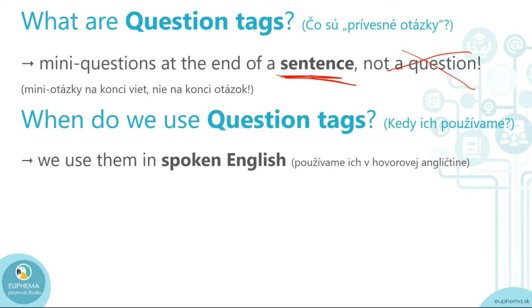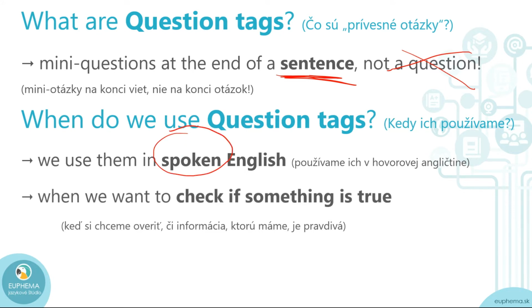And second question, when or why do we use question tags? We use them in spoken English, first of all, not in written, but in spoken English. And we use them when we want to check if something is true. For example, I think, but I'm not completely sure, that the capital city of, I don't know, Peru is Lima. So I talk to my friend and I ask her, "the capital city of Peru is Lima, isn't it?" Okay, I'm checking the information.